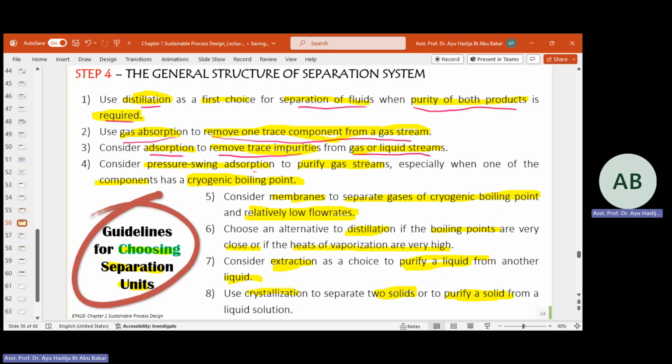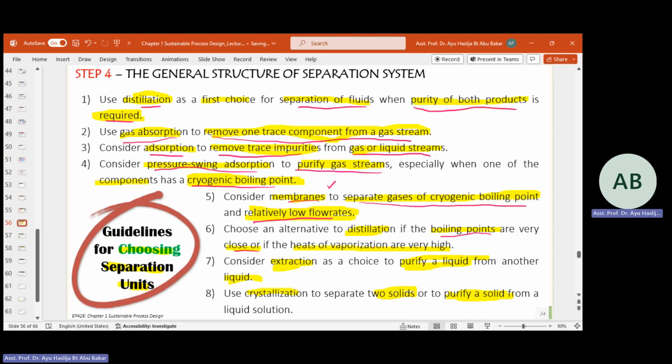Consider pressure swing adsorption to purify a gas stream, especially when one of the components has a cryogenic boiling point. Now consider membranes to separate gases of cryogenic boiling point and relatively low flow rates. Choose an alternative to distillation if the boiling points are very close.